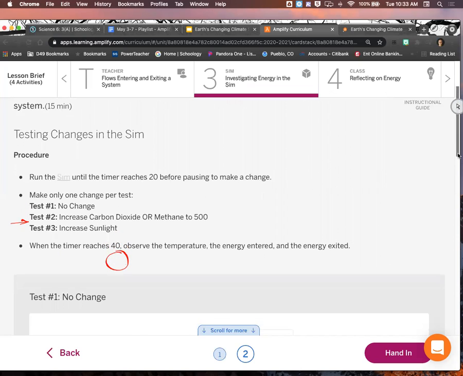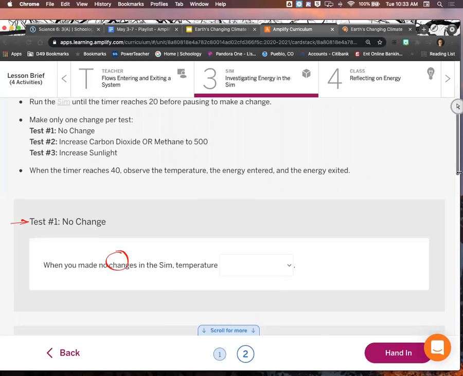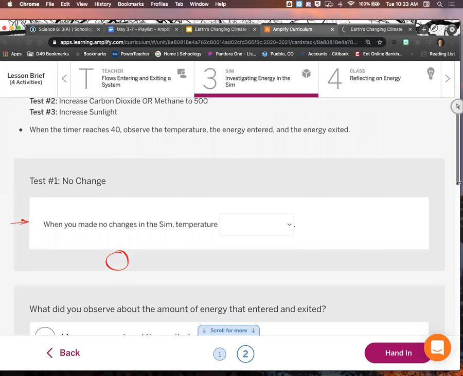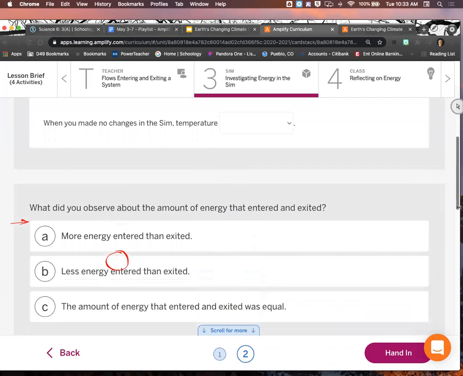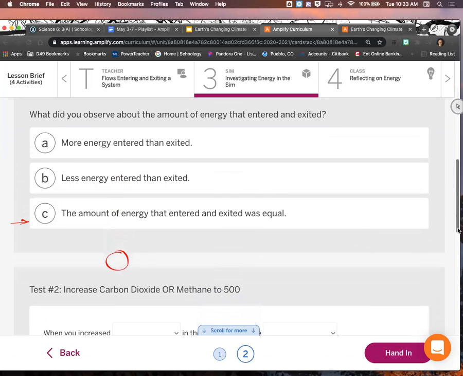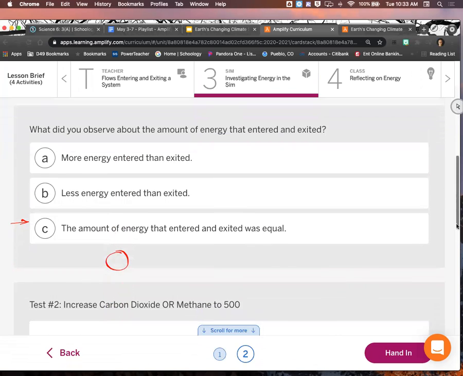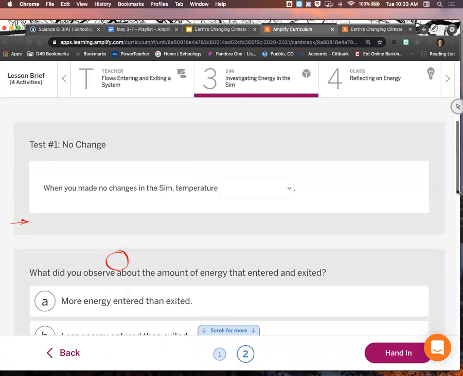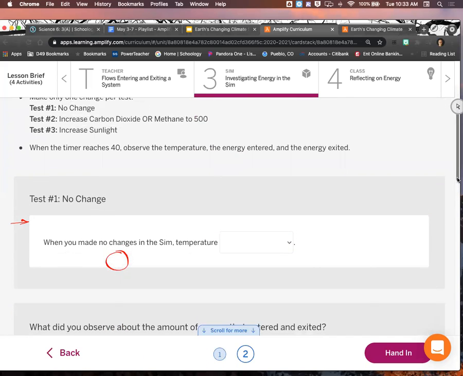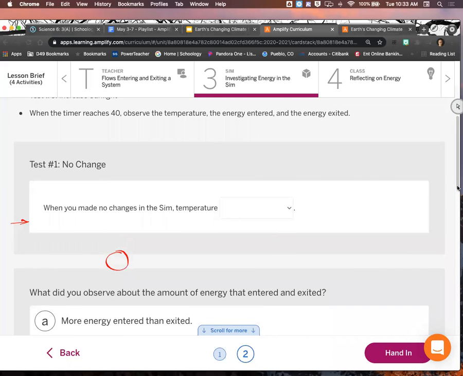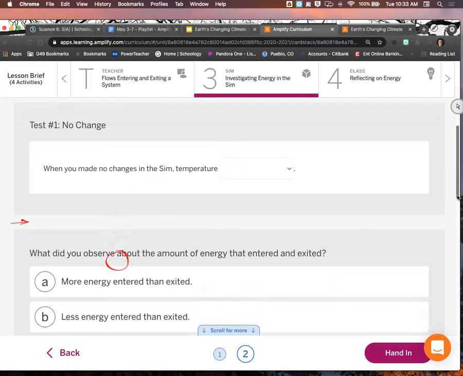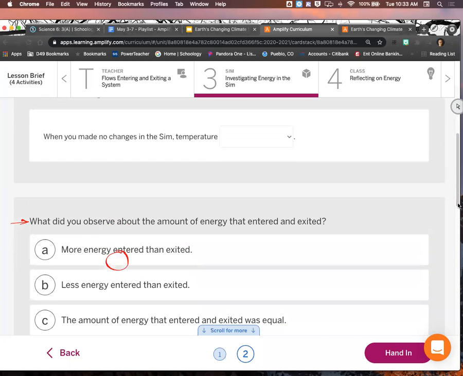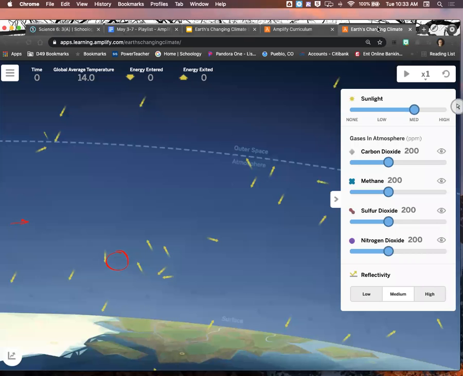So let's see from our data table, what are we doing when you made no changes in the sim? And what did you observe about the amount of energy? So we'll have to do some comparison of numbers. And I have a very laggy computer screen. Okay, so let's go and see what happens.